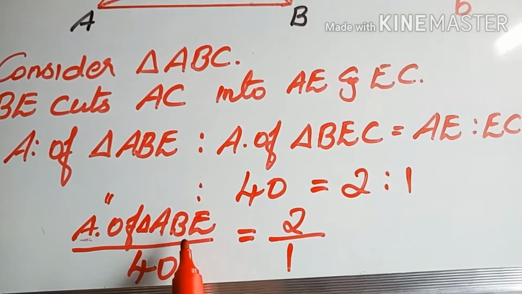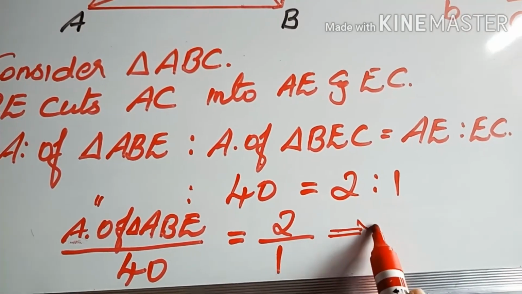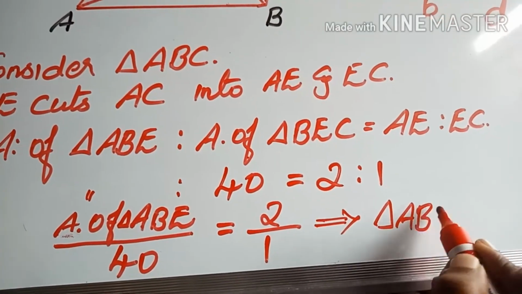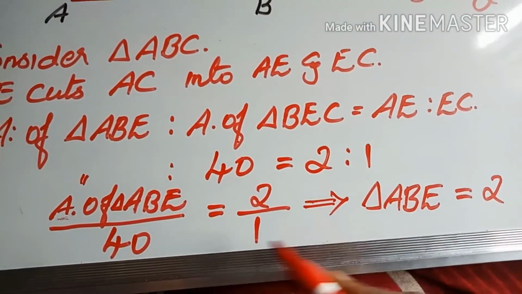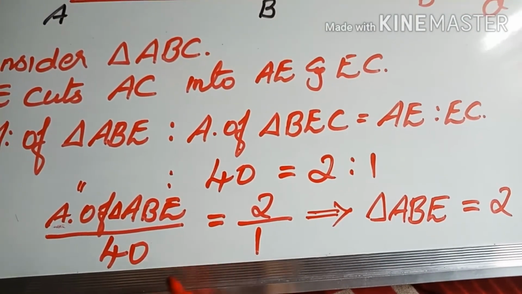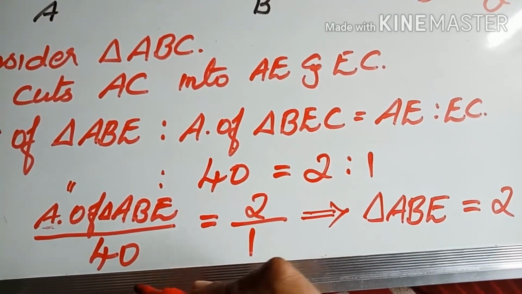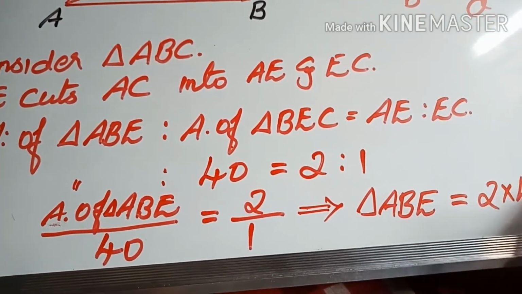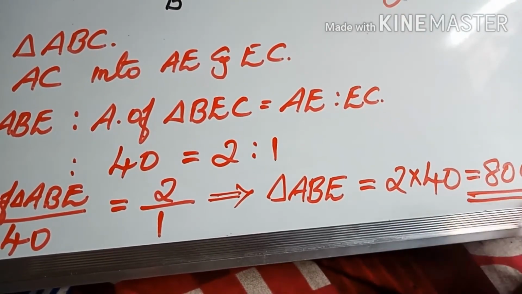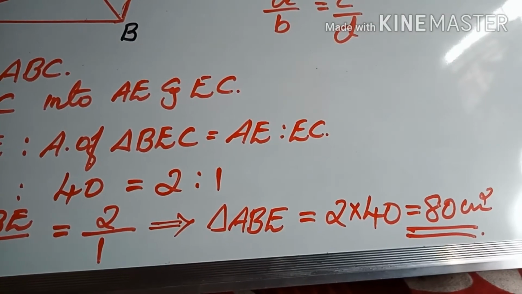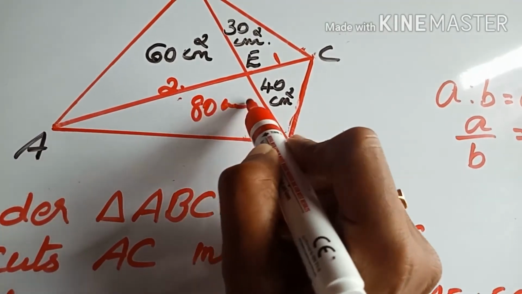In order to find this, keep triangle ABE here and take this 40 to the other side. So this implies the area of triangle ABE is equal to 2 by 1, which is the same as 2, divided by 40. Divided by 40 comes to the other side; after the equal sign, the opposite of division is multiplication. So 2 into 40, the answer is 80. 80 centimeters square is the area of triangle ABE.